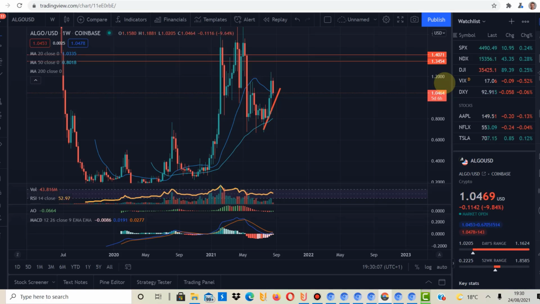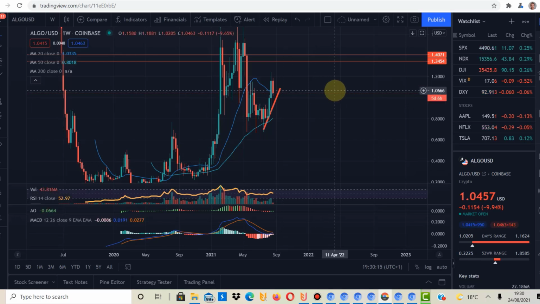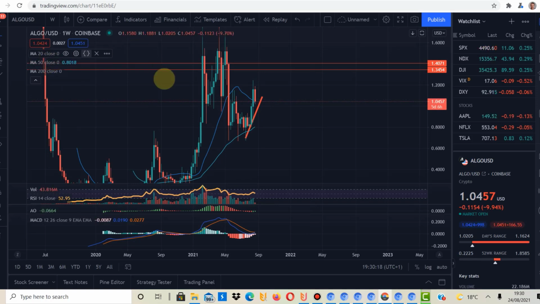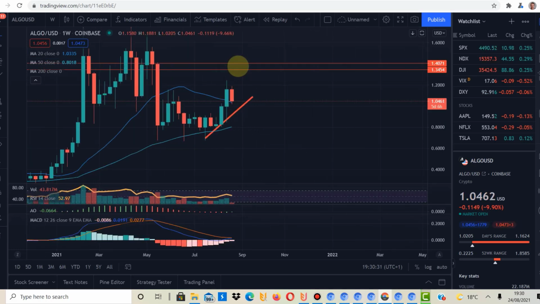This is the weekly chart of Algorand, probably like the all-time chart starting 2019. There is no 200-day moving average on here just because there isn't enough data to calculate it, but the 50 and the 20. And we have been trading between the 20 and the 50 for a while now. We are below the 20-day moving average still, so we haven't actually managed to, well, we're actually on the weekly, and that is an extremely good sign. I just see that now. On the weekly, we have now managed to break above the 20-day moving average.